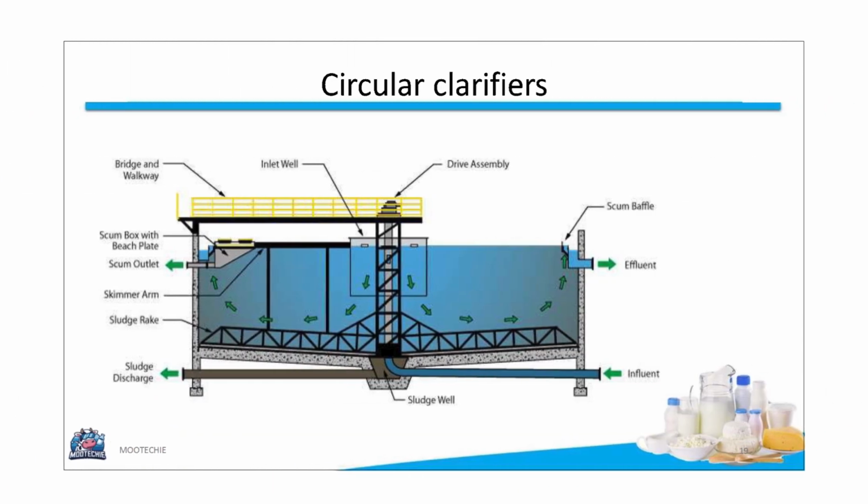Next we look at circular clarifiers. The diagram labels key parts: the bridge and walkway, inlet well, drive assembly, scum baffle, influent pipe, effluent launder, sludge rake arms, sludge well, scum box with beach plate, scum outlet, and sludge discharge.